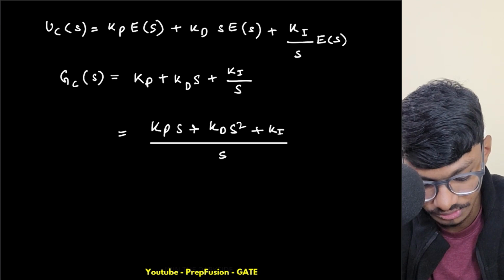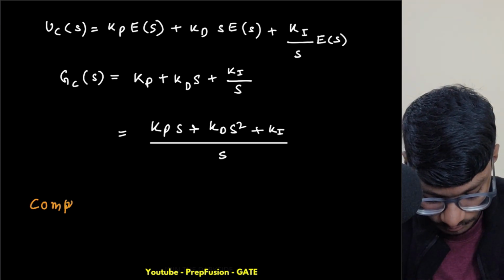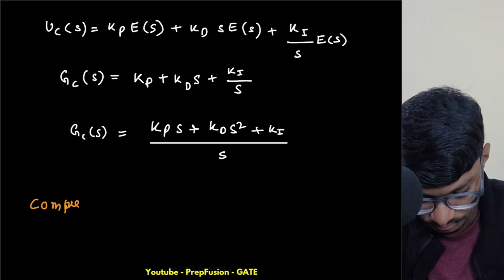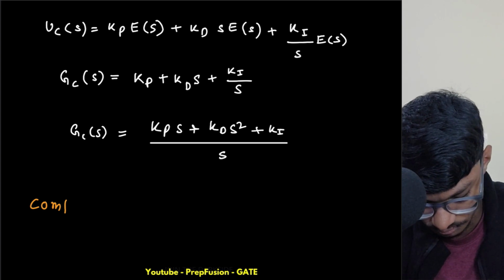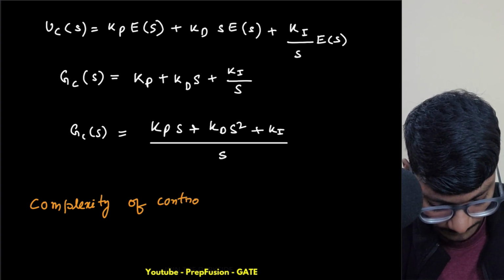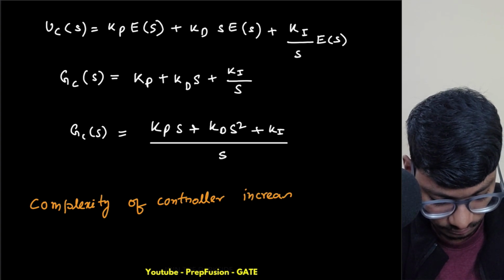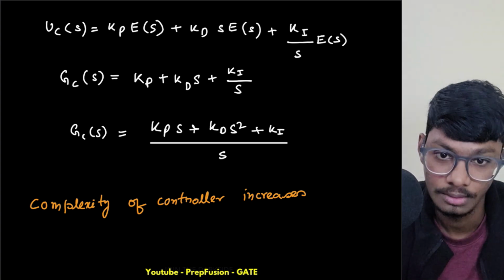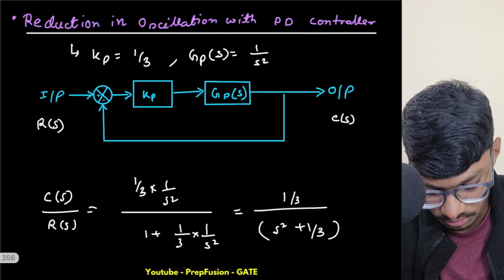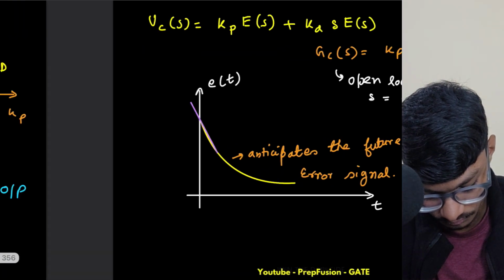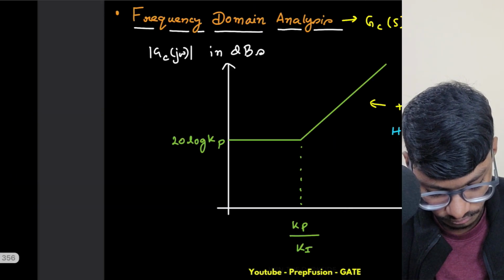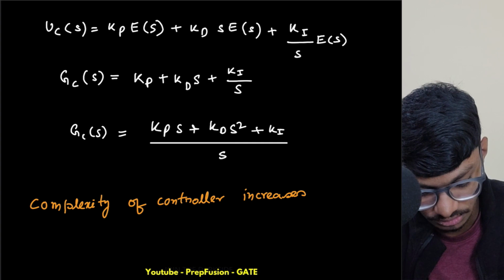But what is the issue with this? The issue is complexity. This is the GC of S. The complexity of the controller increases. Why? Because of the parameters in the controller parameter space, the space we were talking about. This will increase. Now, instead of 2 variables, we'll have 3 variables, which will be very difficult to tune.